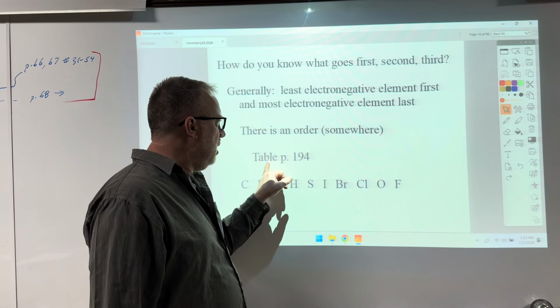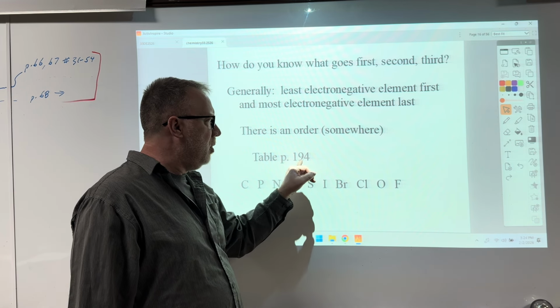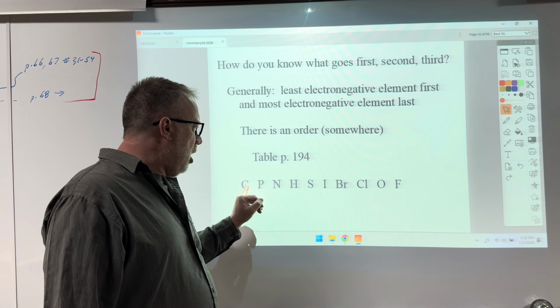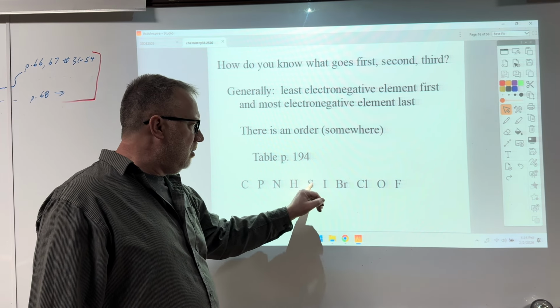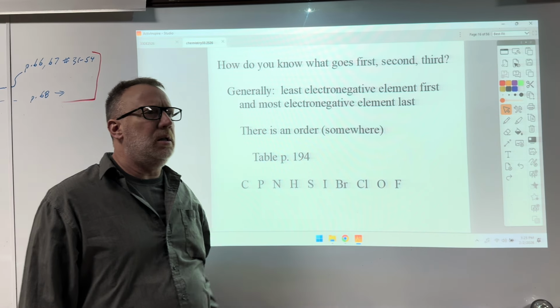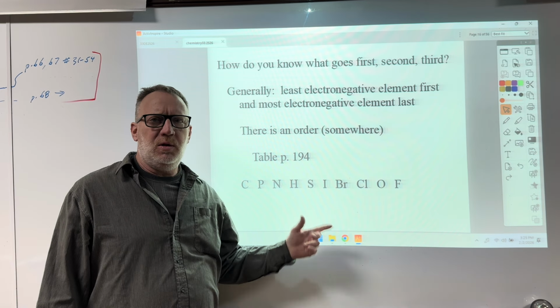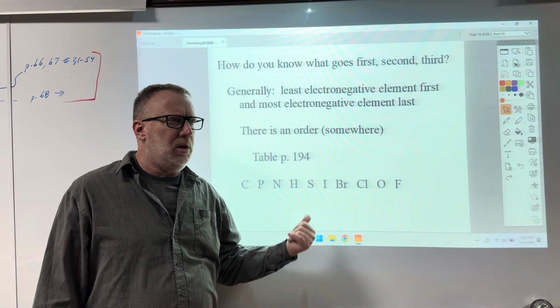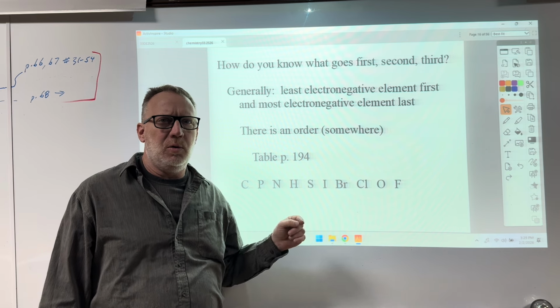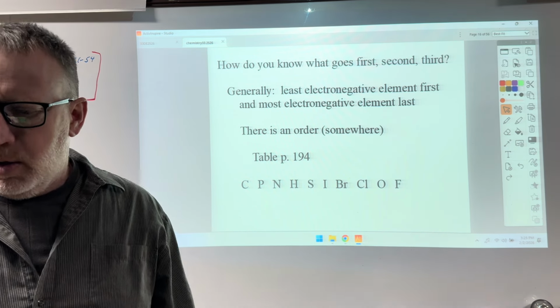This order in your book is a table on page 194, I guess. And the order is carbon, then phosphorus, then nitrogen, then hydrogen, then sulfur, then iodine, then bromine, chlorine, oxygen, and fluorine. Now, you can certainly find exceptions to this, but this is typically what we use. So when you run across exceptions, ask about it, please, and I will try to clarify that.